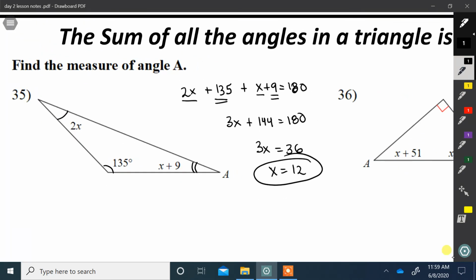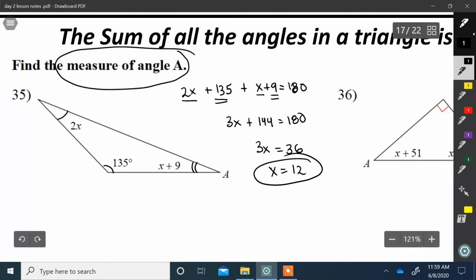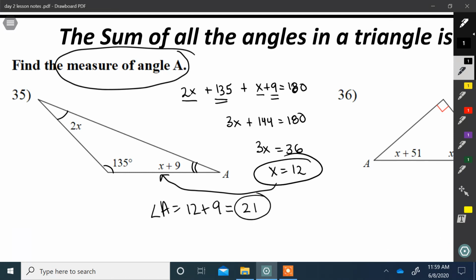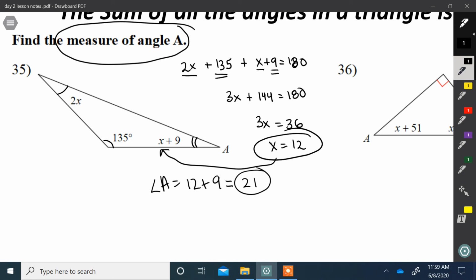Now, I'm asking you to find the measurement of angle A. Whenever you're doing the homework or the quiz, be careful what I'm asking you. Okay, so angle A, I'm going to plug in 12 in there. It's 12 plus 9. Okay, and I'm going to get 21. That's your final answer. Now those are pretty self-explanatory. All you have to do is the same thing, but you just have to find the measurement of angle A.